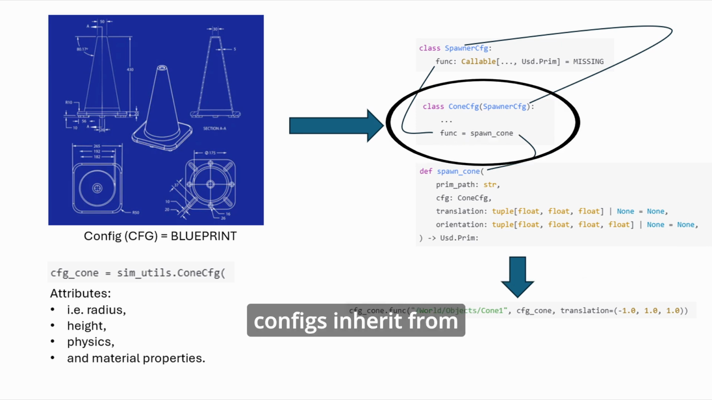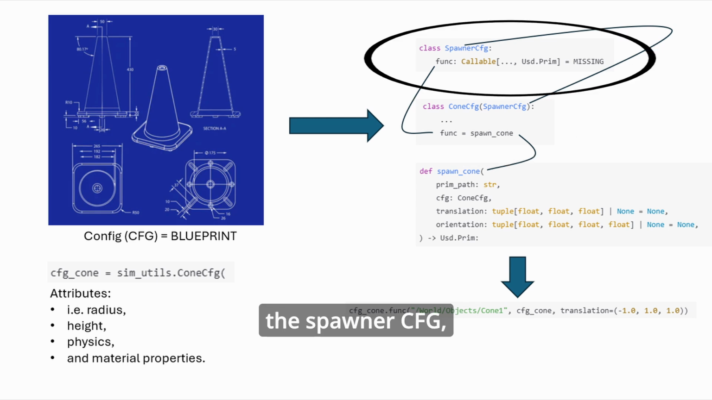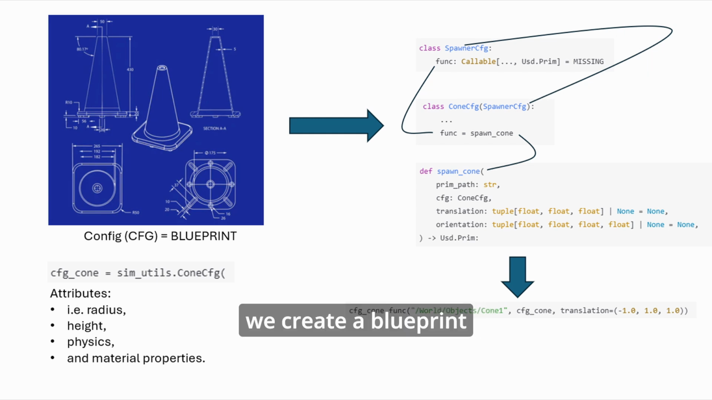The configuration configs inherit from the spawner CFG, where func is defined as a generic interface and dynamically assigned to the spawn functions. To put it simply, we create a blueprint or config with specific attributes and call the spawn function with the func method to create the prim.